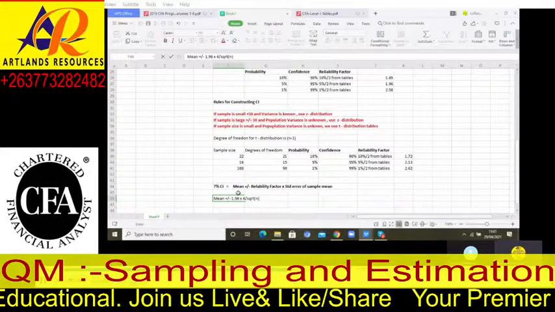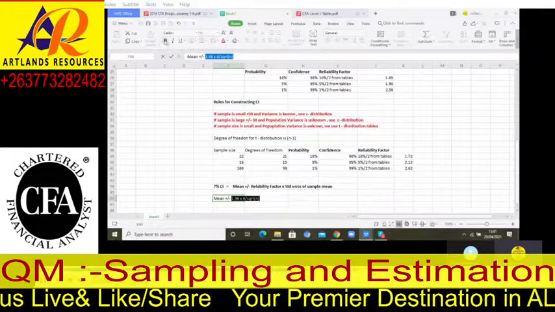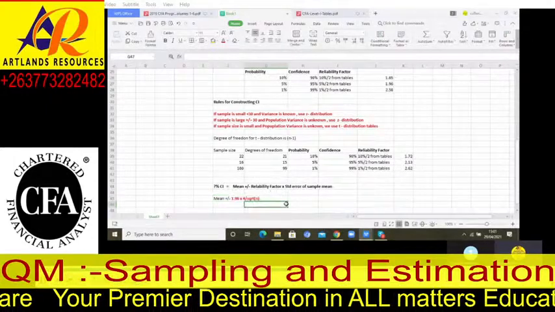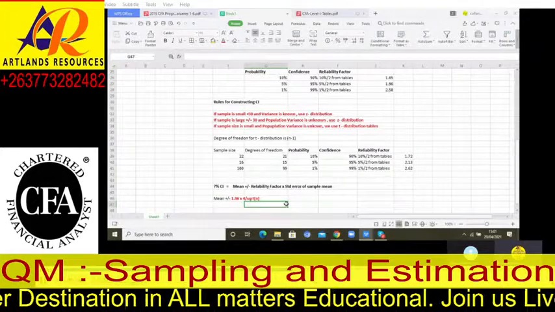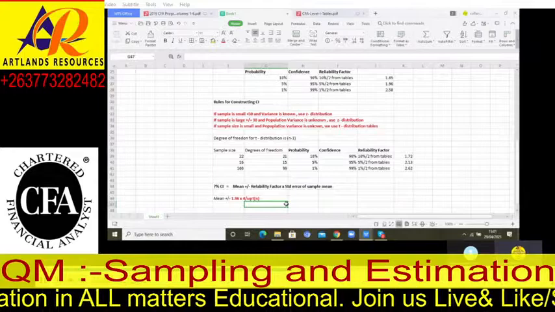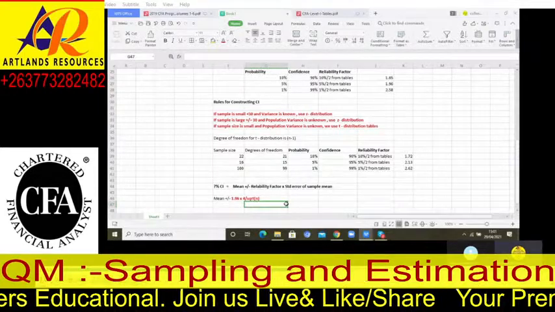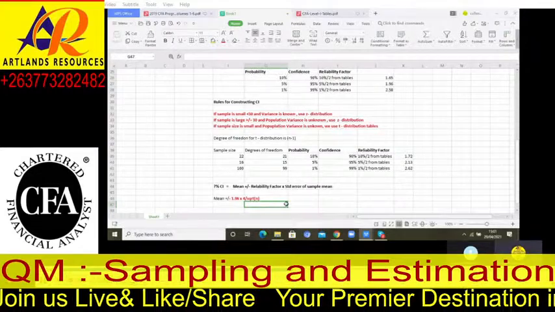Notice this part here, which I have shaded in red. That part, 1.96 times 4 over square root of n, gives us the width of the interval, because it is that figure which is plus or minus.